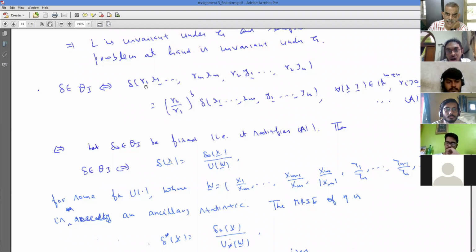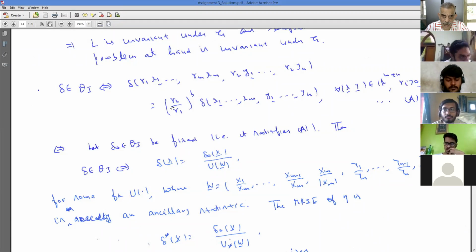That means delta of x1, x2, xm, y1, y2, yn is same as mod of xm to power b, because I have taken r1 as 1 upon mod xm, mod of yn to power b, into delta naught of x1 upon xm, up to xm minus 1 upon xm, and so on, which is a function of W, right? Now W is basically two things: x1 upon xm, ..., xm minus 1 upon xm, xm upon mod xm, and y1 upon yn, ..., yn minus 1 upon yn, and then yn upon mod of yn. Is that okay? That is what it is.